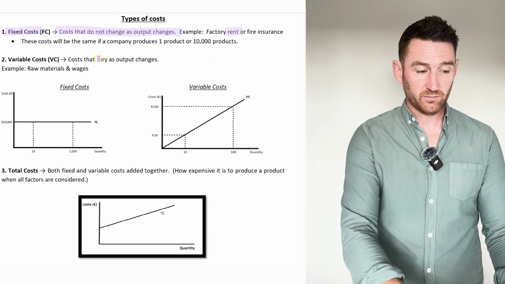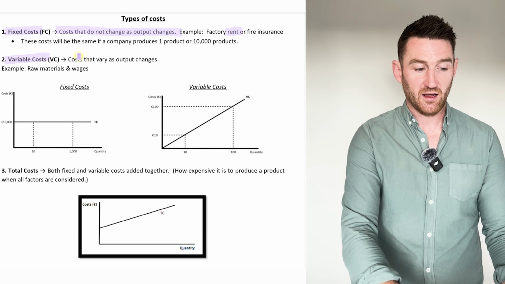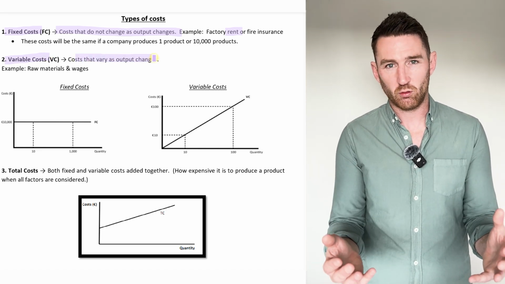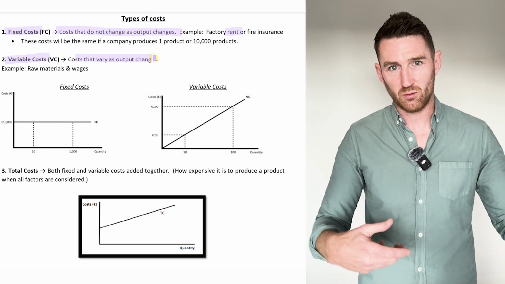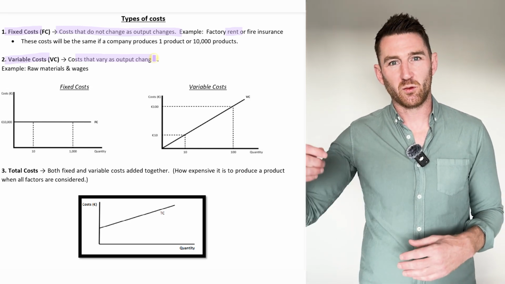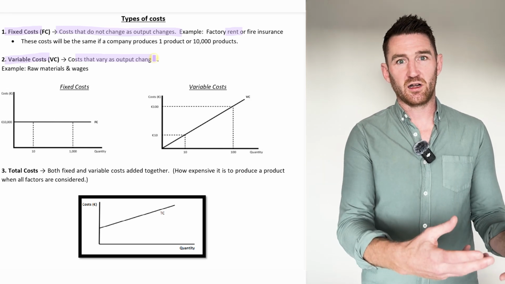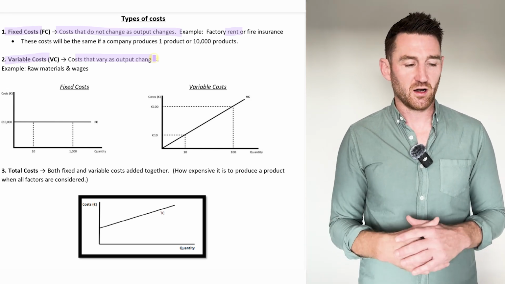A variable cost, well, that's a cost that does vary as output changes. So to come back to my donut example, ingredients there would be a variable cost. The more donuts I make, the more ingredients I use, and the more my variable costs go up. So the more you make, the more ingredients you use, the higher your variable costs.